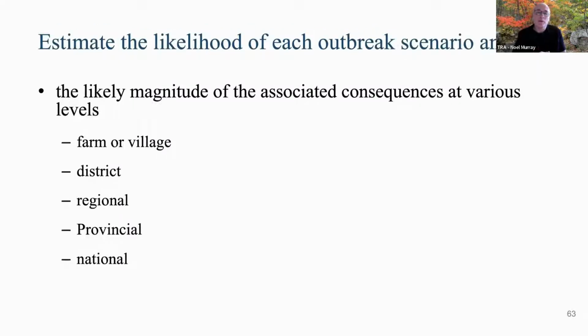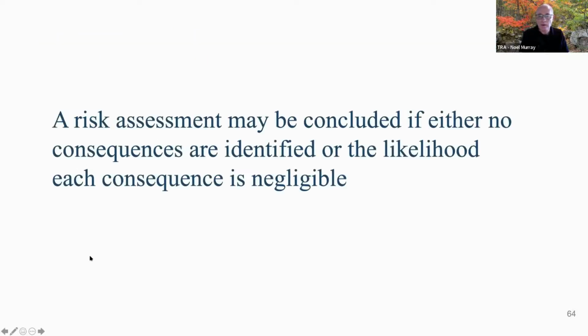And then we need to estimate the likelihood of each one of these outbreak scenarios. What's the likely magnitude of the associated consequences at various levels, whether that's at the farm or village level, perhaps the district, regional, provincial or state level, or maybe even at the national or country level. So once again, we can conclude our risk assessment if either no consequences are identified or the likelihood of each one is considered to be negligible. In that case, it's reasonable to conclude the analysis.